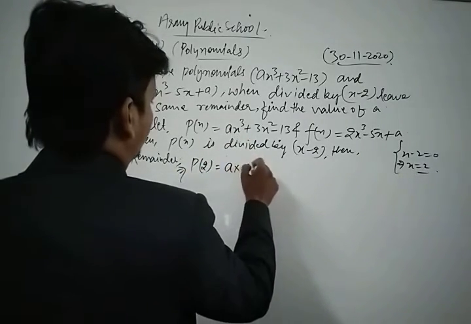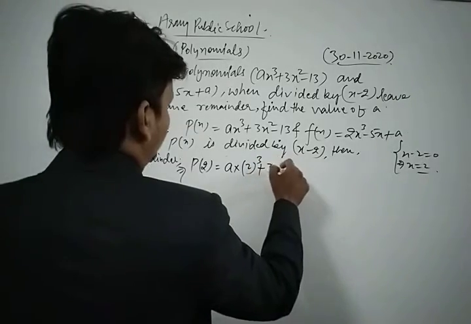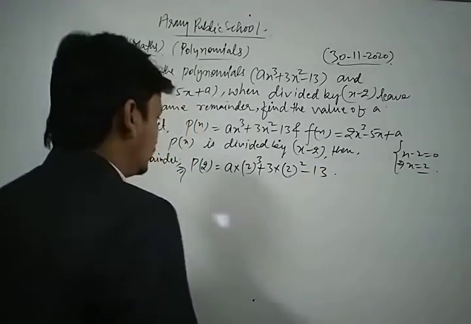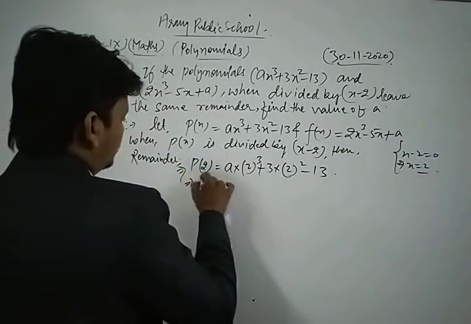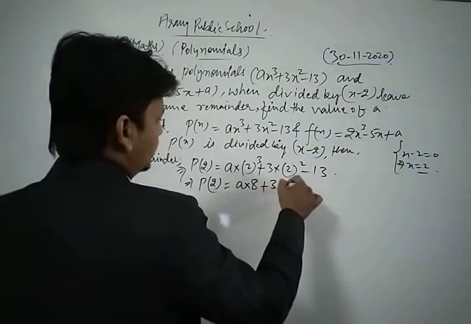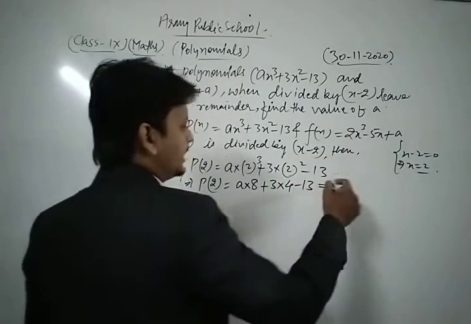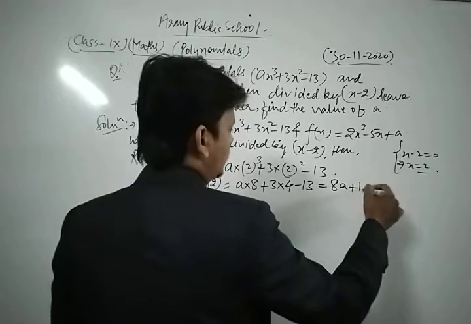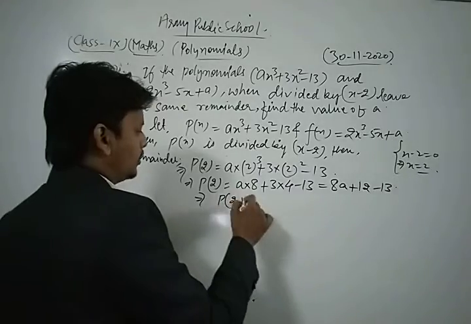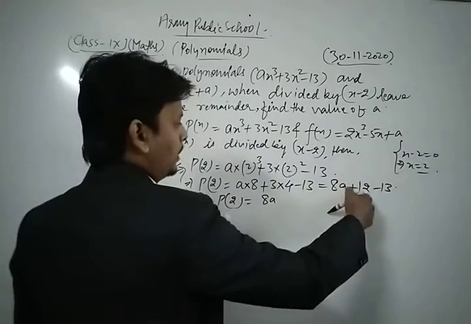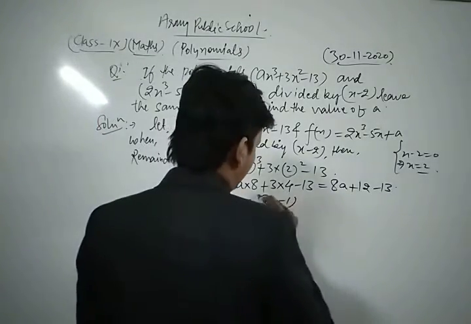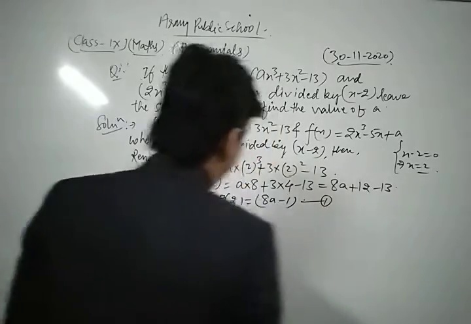Now let's see, p(2) is equal to a into 2 cube plus 3 into 2 square minus 13. Now we simplify them. This is a into 8 plus 3 into 4 minus 13, that is 8a plus 12 minus 13. Plus 12 minus 13 is minus 1. So here we write p(2) equal to 8a minus 1. We take this as equation number 1.